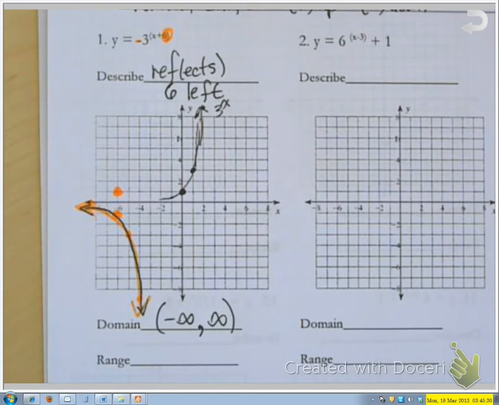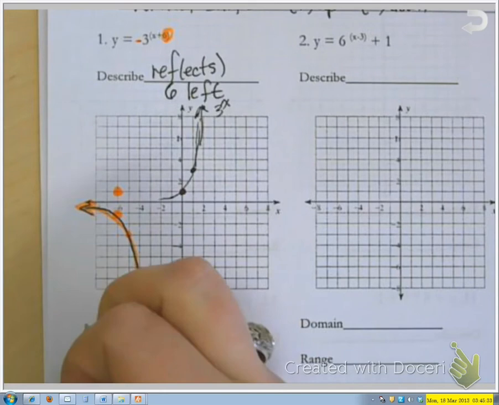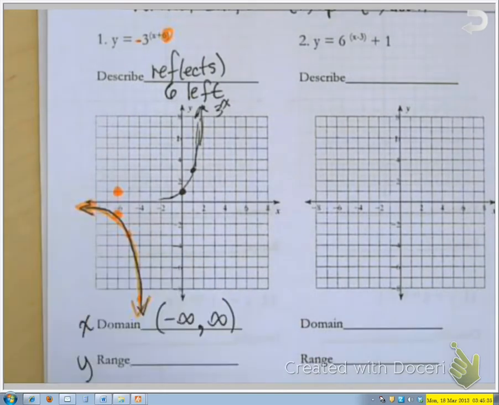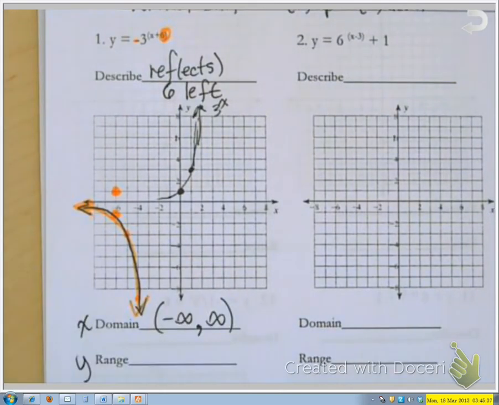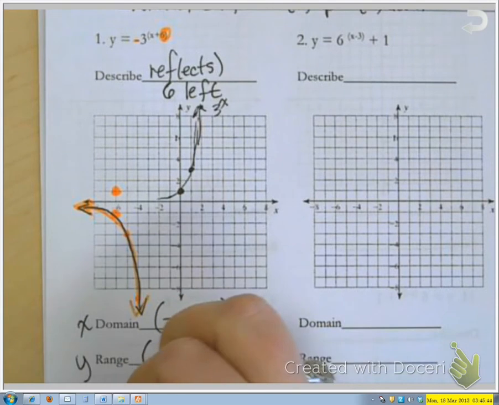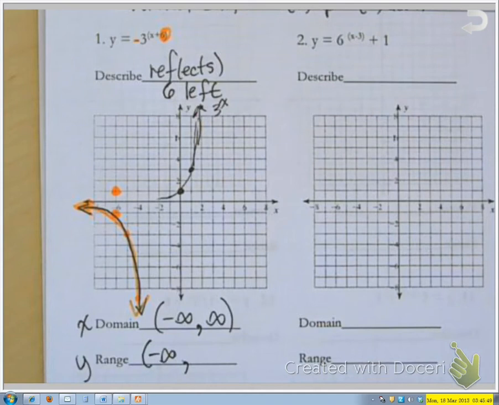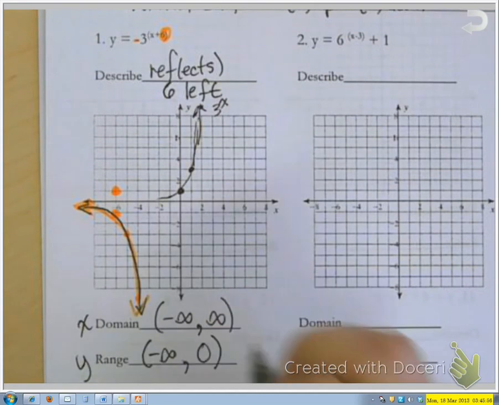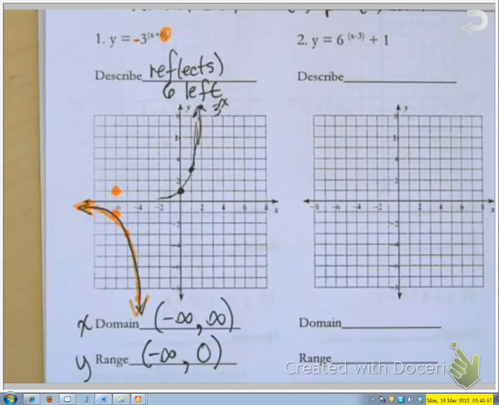If I look at the range, range is what? Range is my y values. So these are my x's, these are my y's. Okay? So, range, does it keep going down? How low does it go? Well, it goes all the way to negative infinity and beyond. So, we're going to keep going there. How high does it go? Well, it goes all the way up, but it never hits the axis. Okay, so it's going to stop at 0. Okay, so it only has the negative half. So that would be my range.